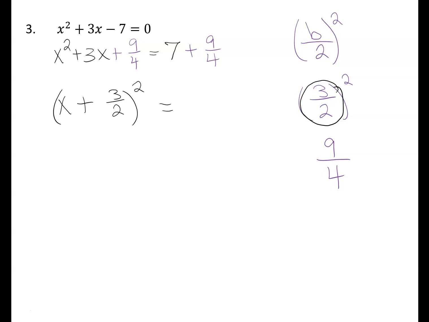Now on the right side, to add those numbers together, we need a common denominator. So let's make this 7/1 plus 9/4. And our LCD would be 4, so I'm going to multiply the top and bottom by 4.